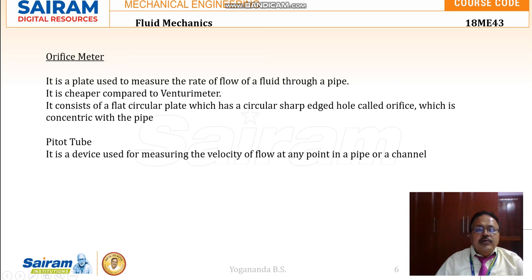Then we have the pitot tube. It is a small device used for measuring the flow velocity at any point in a pipe or a channel in which the fluid is flowing. So the pitot tube is used to measure the flow velocity at any point in a pipe or channel.